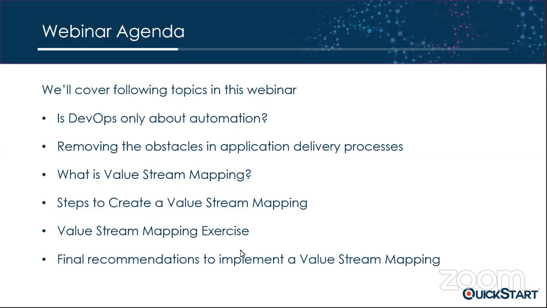So the topics, specifically: is DevOps only about automation or not? Removing the obstacles in the application delivery process is a key function and responsibility of IT managers right now. And you'll see that it's better to remove obstacles first than to try to improve processes.